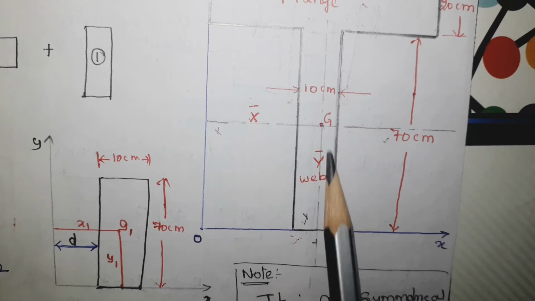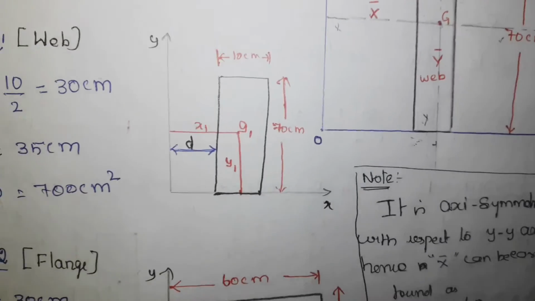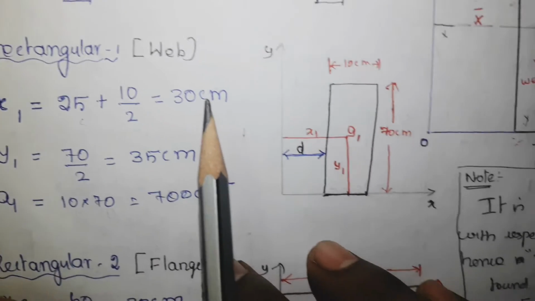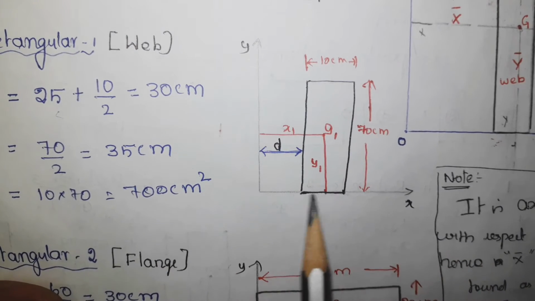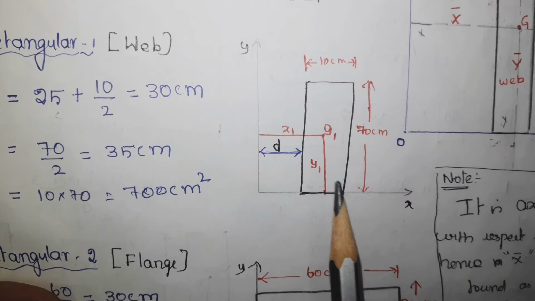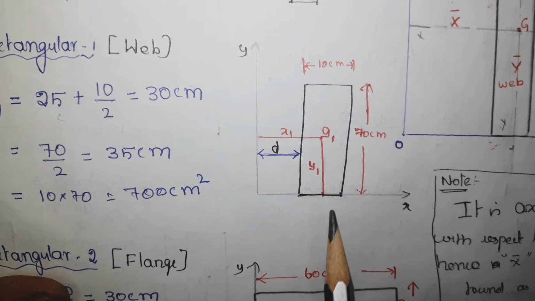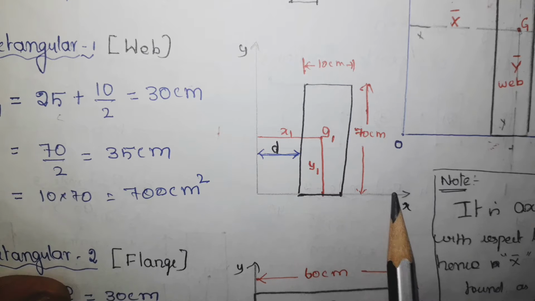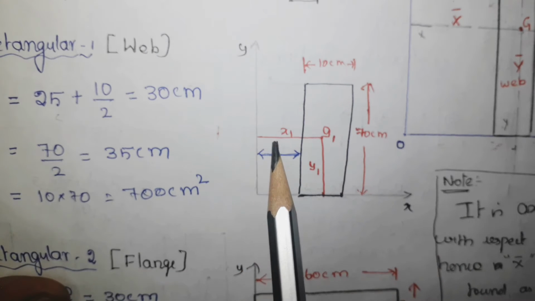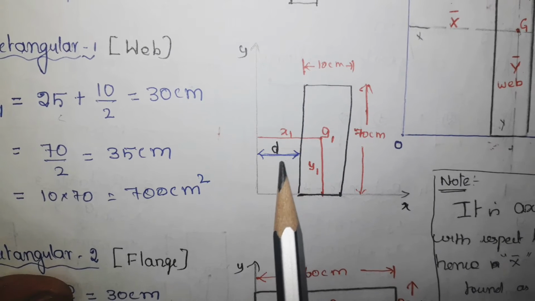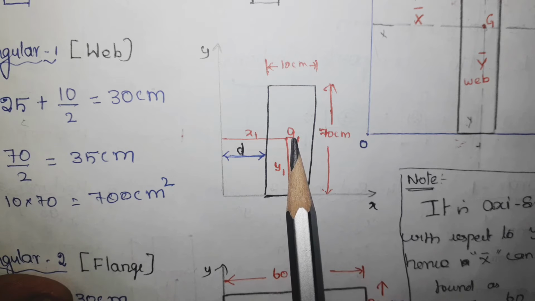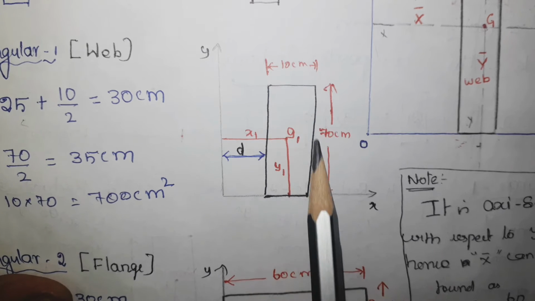In a similar manner, you have to draw a separate diagram. So this is the rectangle, the web, and this is a separate diagram. Please draw this diagram initially so that you can easily understand the problem. It is in contact with the x axis, but it is far away from the y axis, so the distance I have marked here. Now this is the approximate centroid for this rectangle.